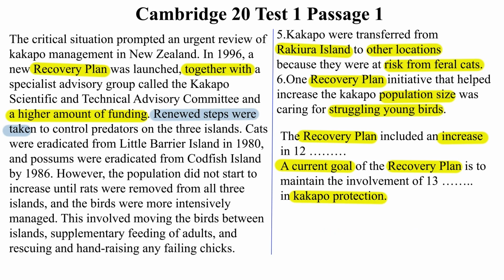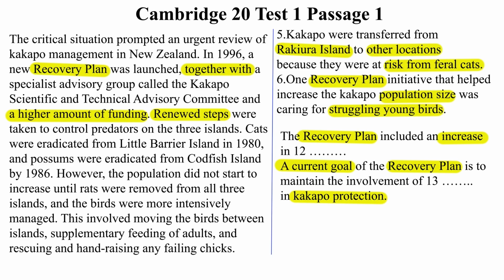Renewed steps are taken to control predators on the three islands. Cats are eradicated from Little Barrier Island in 1980, and possums are eradicated from Codfish Island by 1986. However, the population did not start to increase until rats are removed from all three islands, and the birds are more intensively managed. Here, renewed steps are taken means recovery plan initiatives.